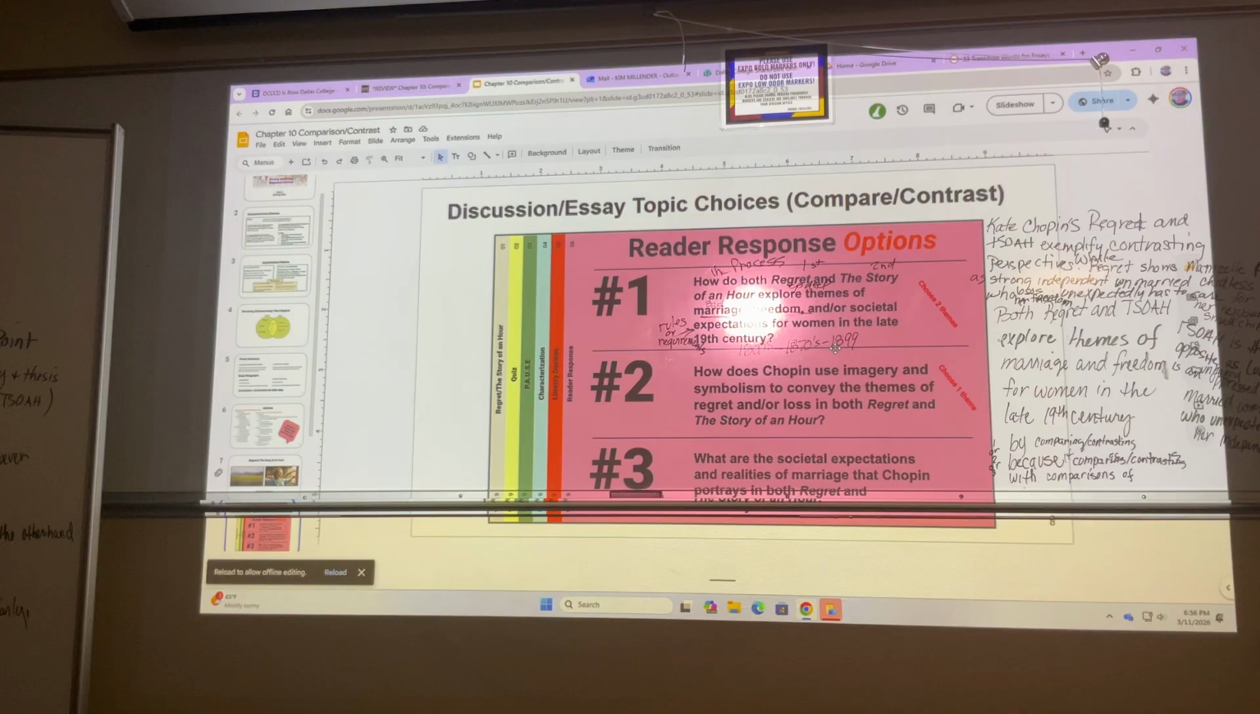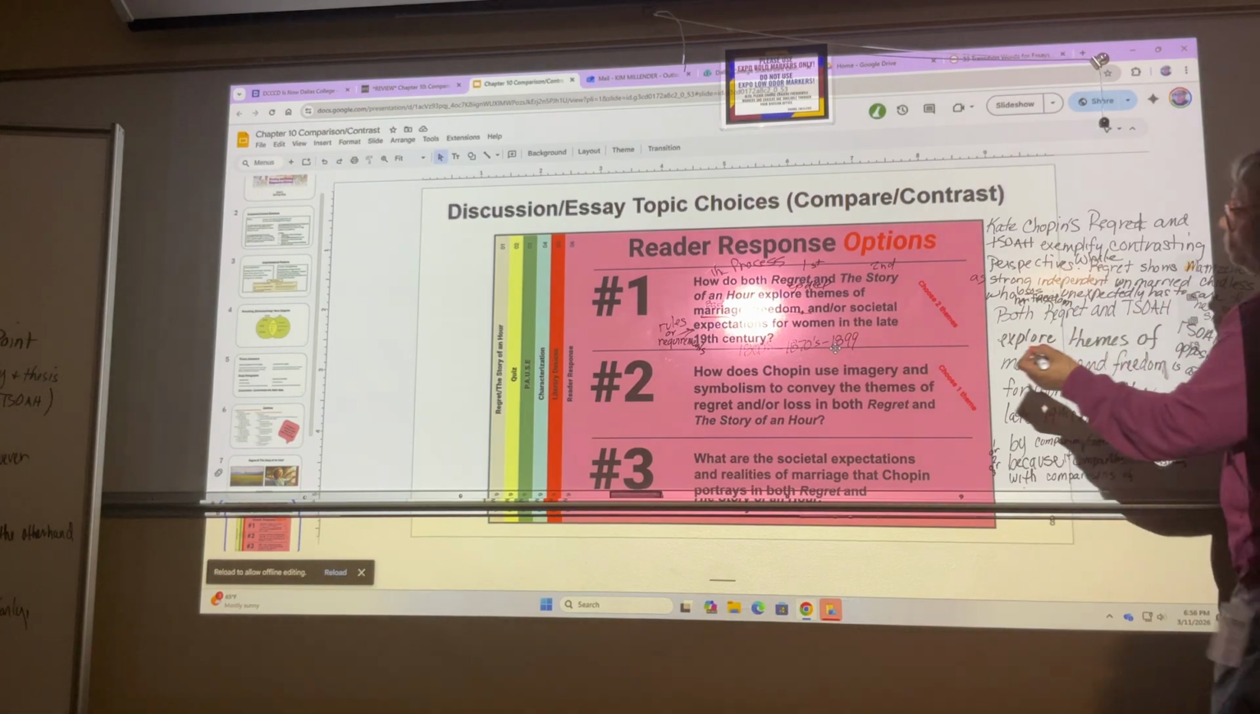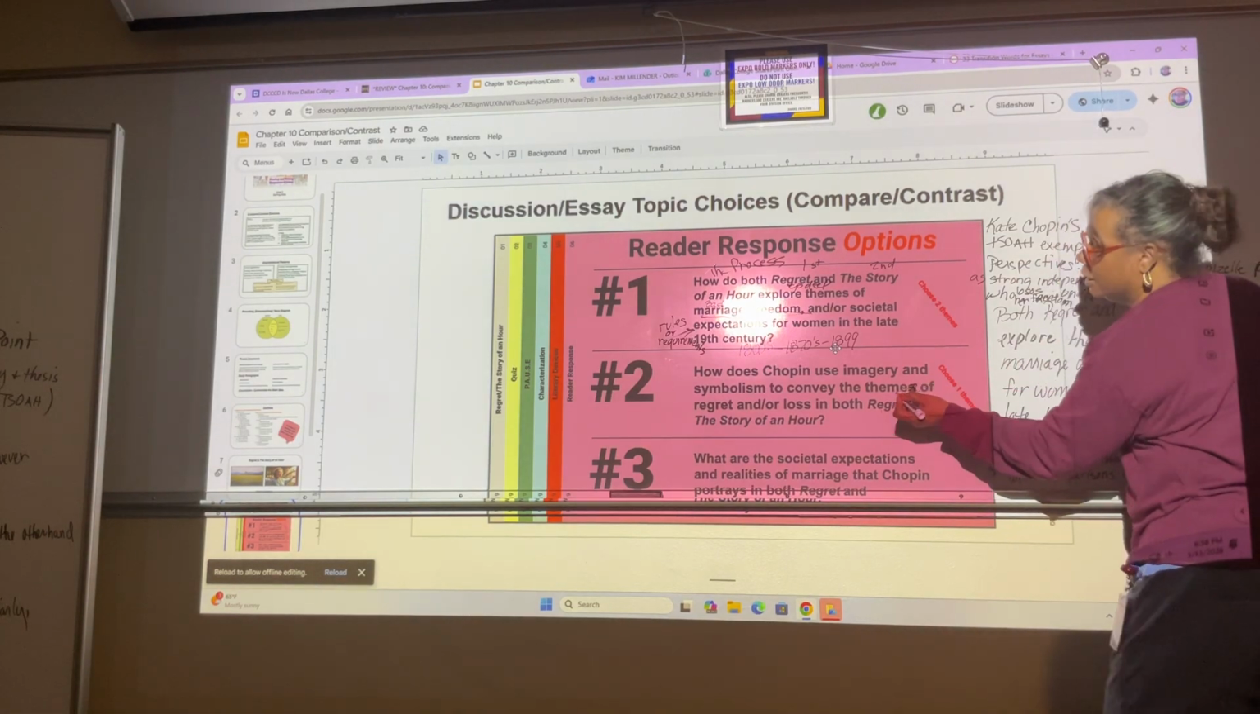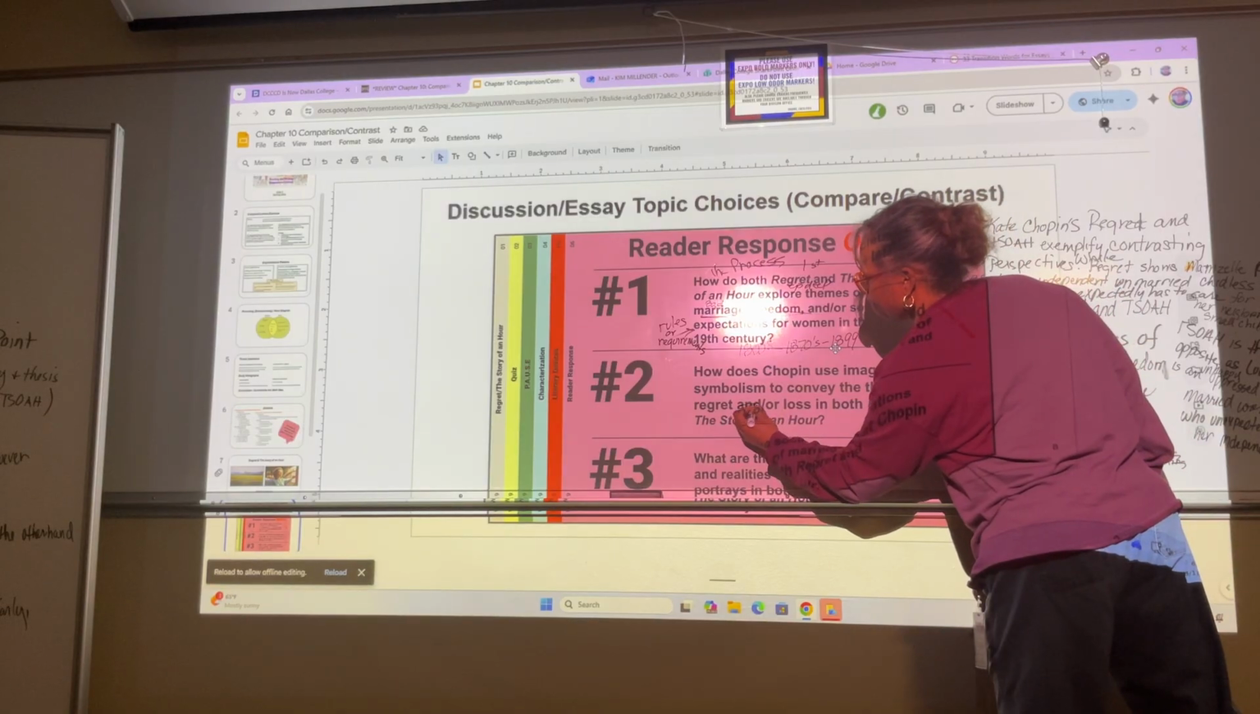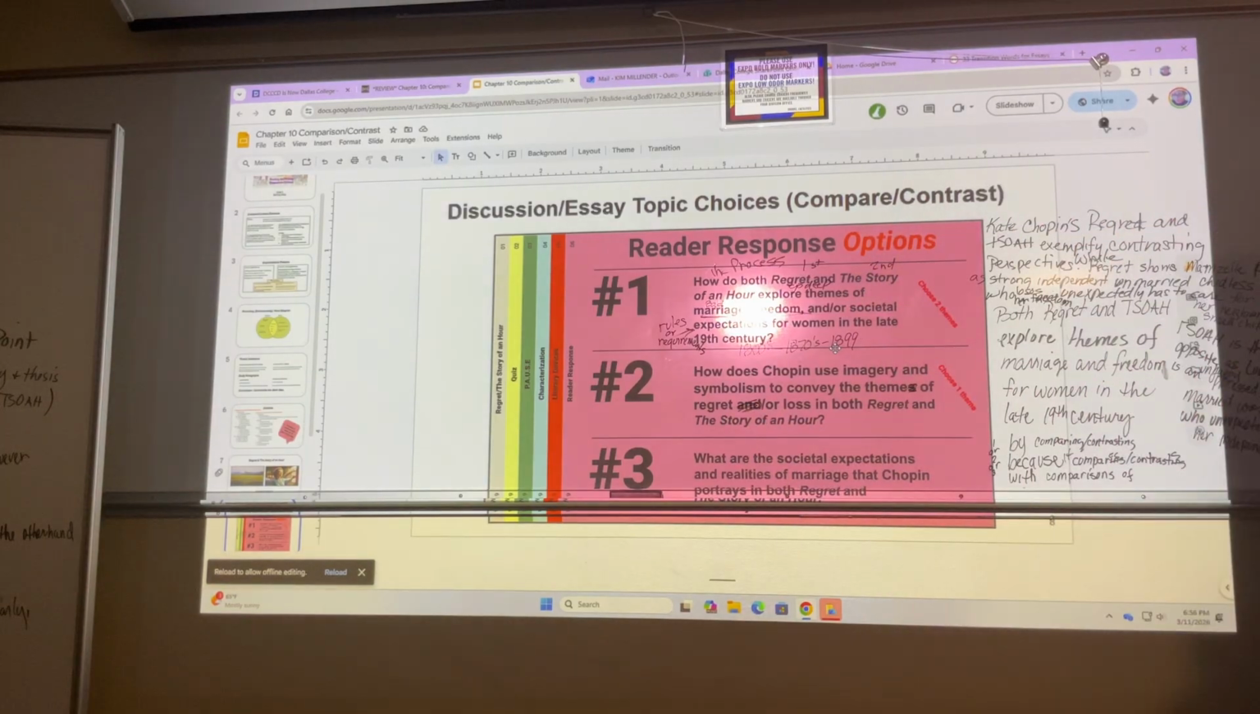All right, so now we got that. So now we're gonna look at how does Chopin use imagery and symbolism to convey the theme of regret or loss in both Regret and The Story of an Hour, okay?